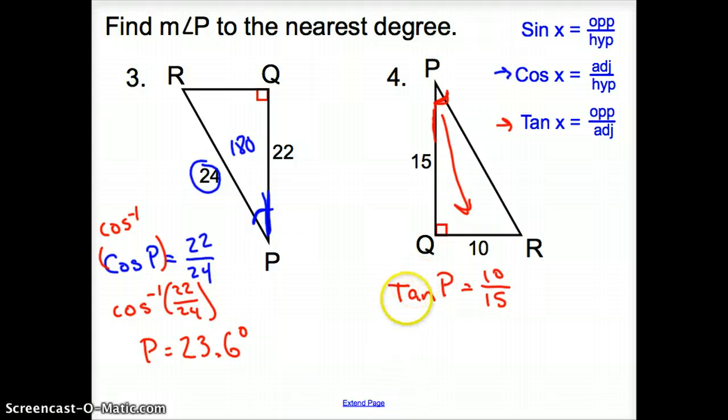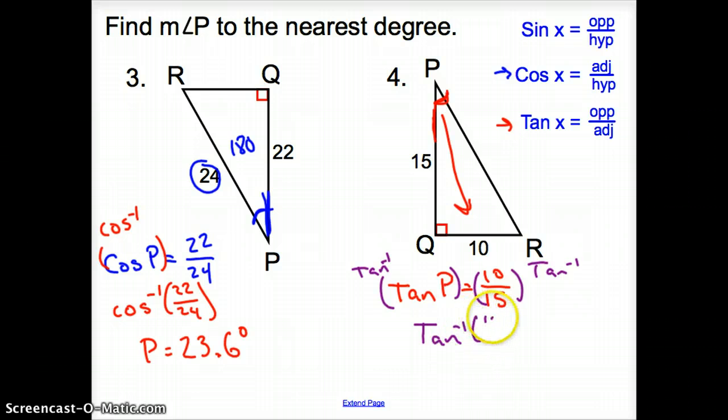You also have the inverse of a tangent button, so you go ahead and take the inverse, which looks something like that on your calculator. It's more than likely going to be second tangent. So real quickly you would type it in. Tan inverse of 10/15 is going to be 33.7, and that is a degree measurement. And what is that? That is angle P.